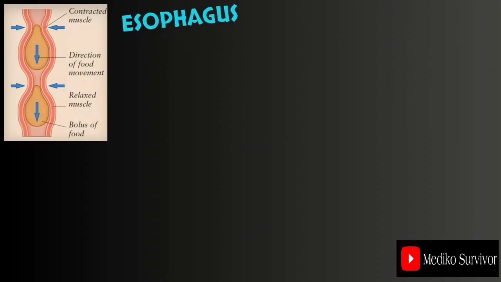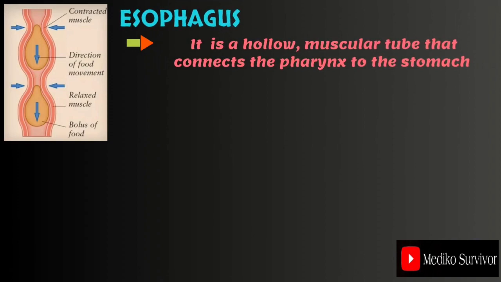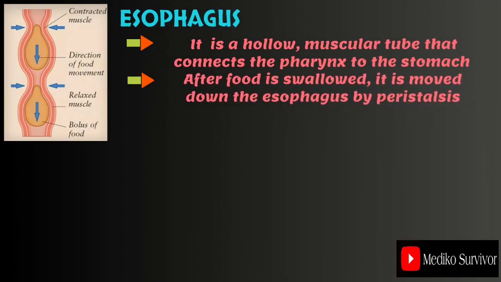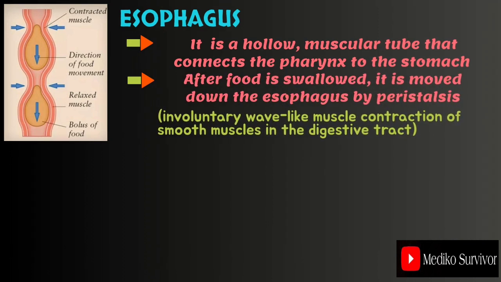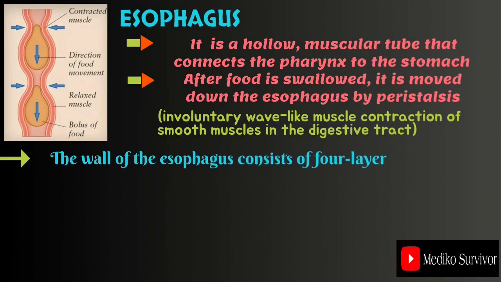Next is esophagus. It is a hollow, muscular tube that connects pharynx to the stomach. After food is swallowed, it is moved down the esophagus by peristalsis, which is involuntary, wave-like muscle contraction of smooth muscle in the digestive tract. The wall of the esophagus consists of 4 layers.